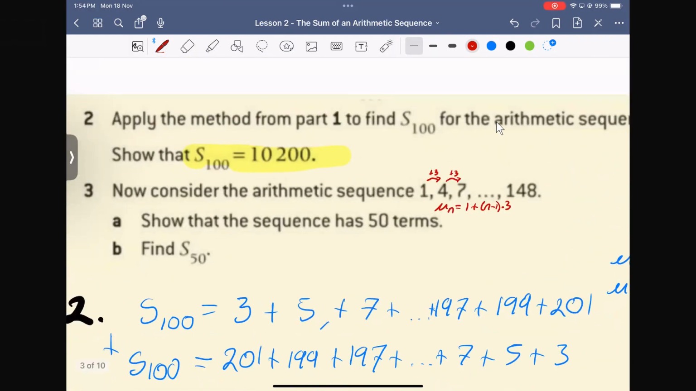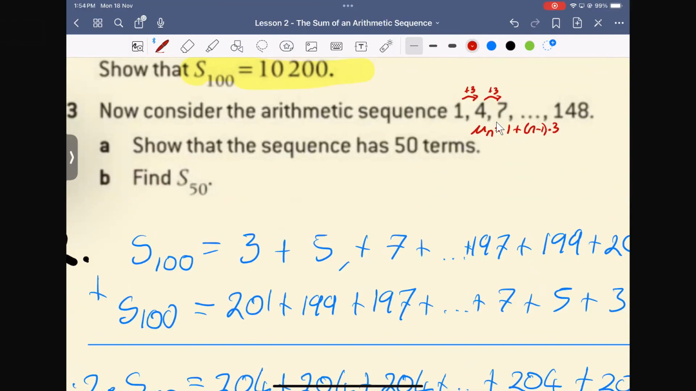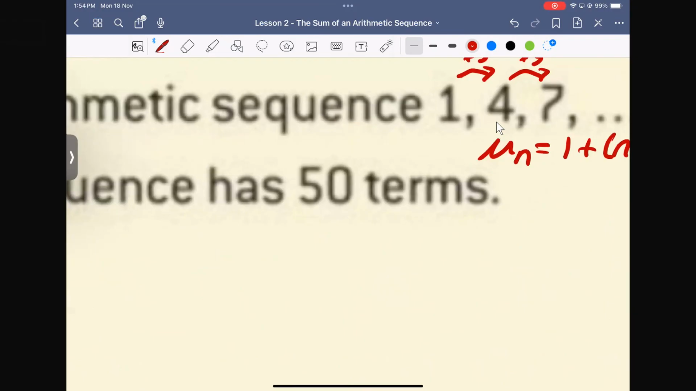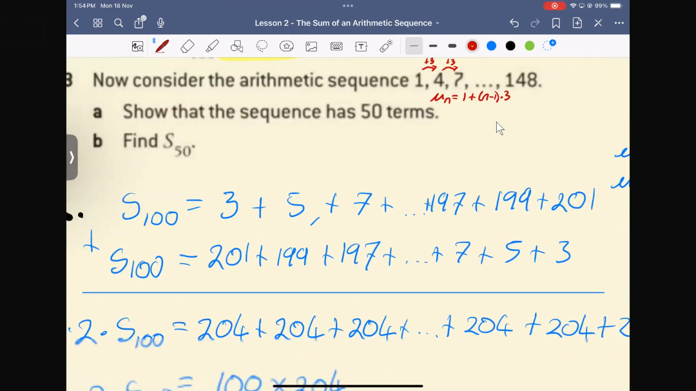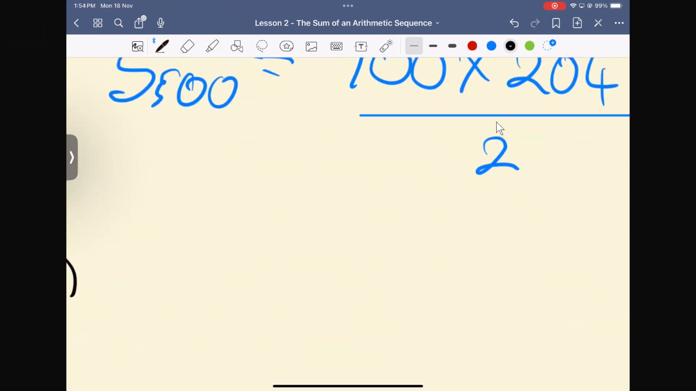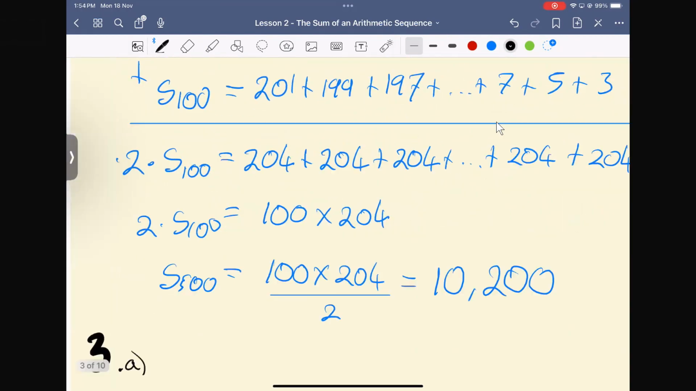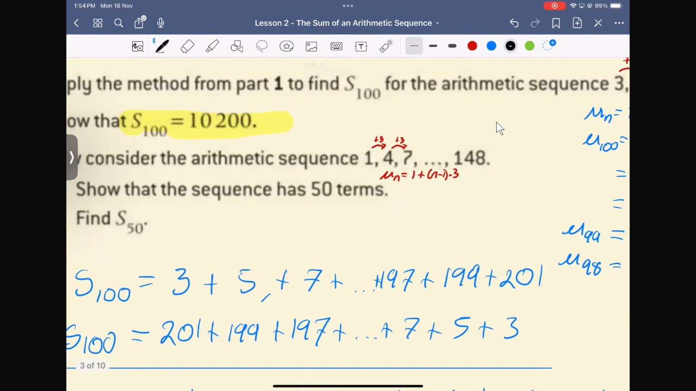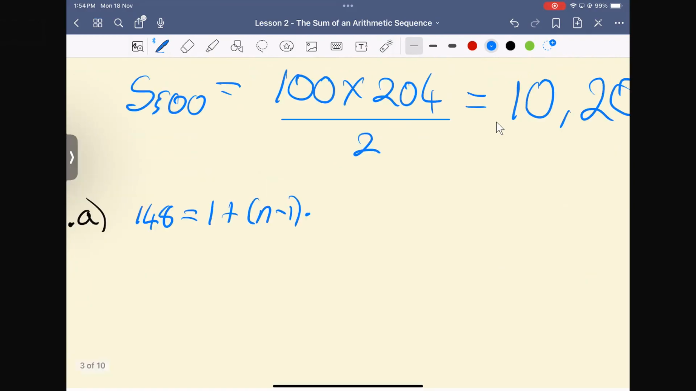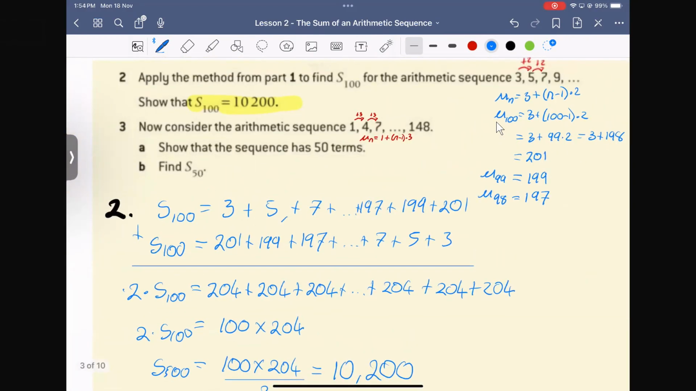So let's have a go at this question. It says, show that the sequence has 50 terms. So we cannot use 50 in this show that question. What we can do is use the formula we just made. What is the last term in the sequence? The last term in the sequence is 148. So we can take 148, set it equal to our formula, which was 1 plus n minus 1 times 3.